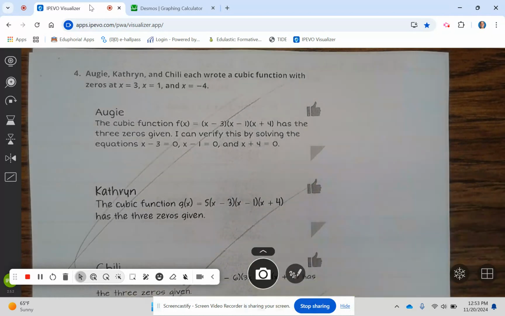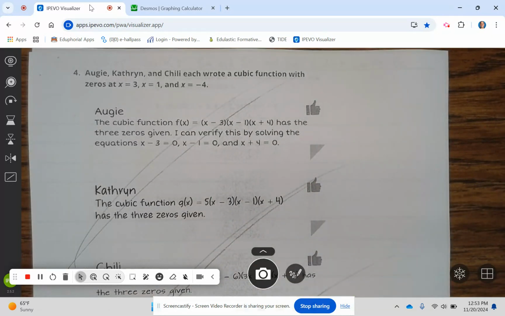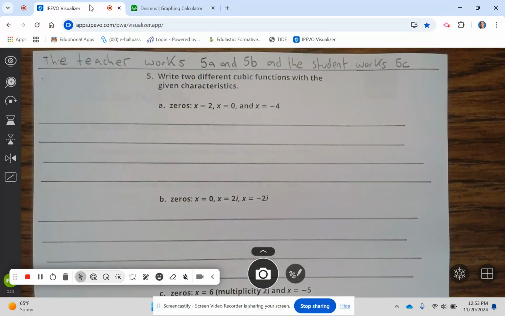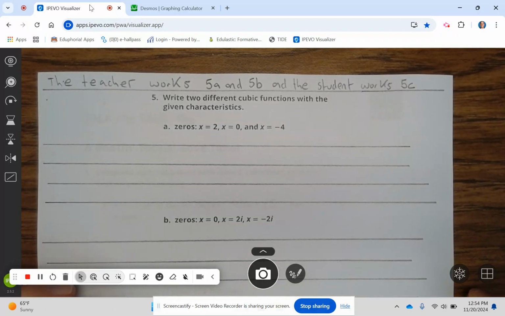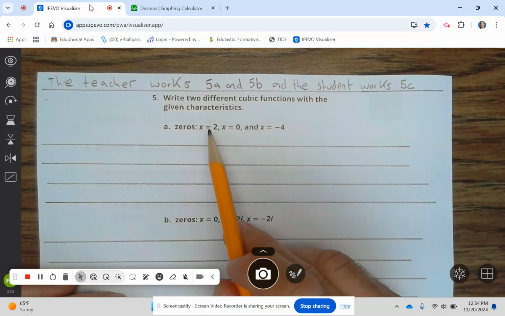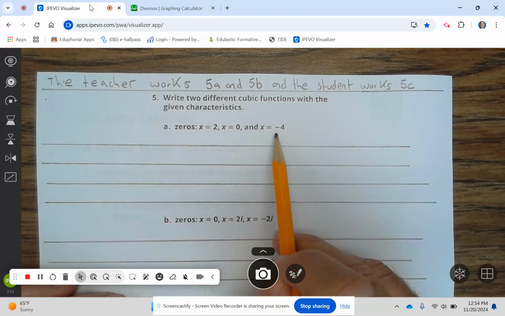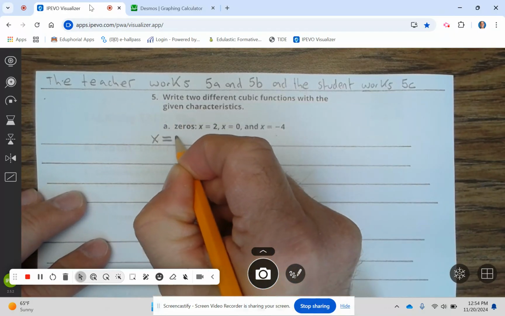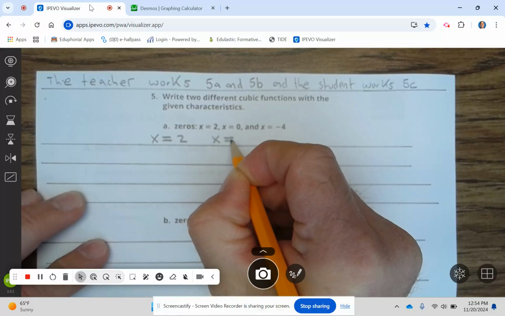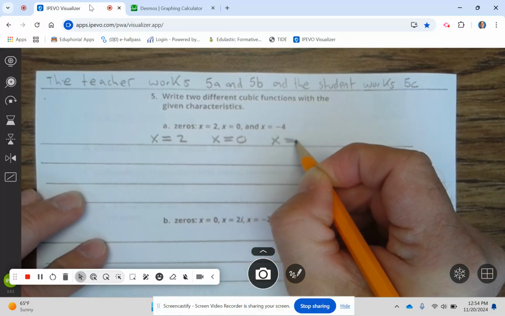Go ahead and mark this page out. The teacher works 5A and 5B, and the student works 5C. 5. Write 2 different cubic functions with the given characteristics. Okay, so we're going to work backwards to get the equation. So if we have x equals 2, x equals 0, x equals negative 4. So we have x equals 2, x equals 0, and x equals negative 4.